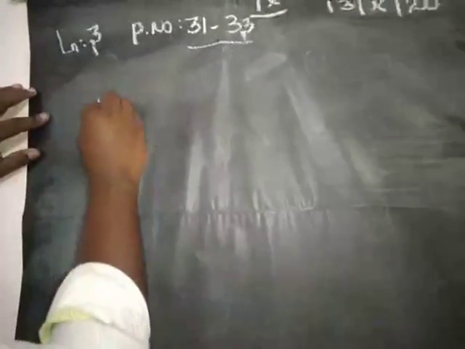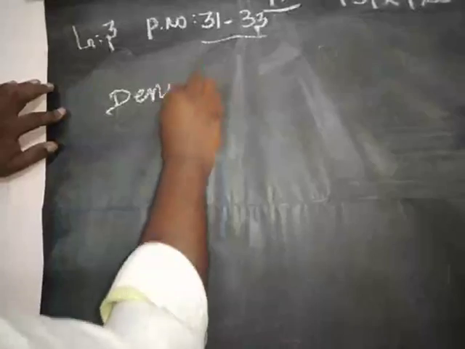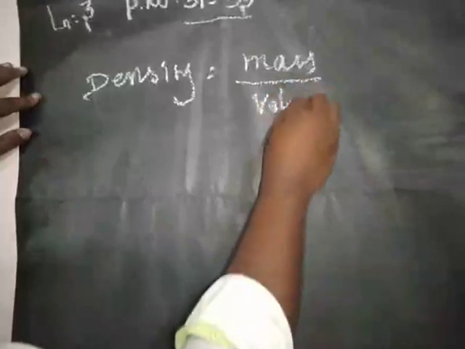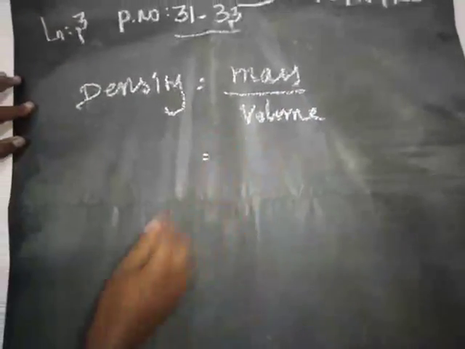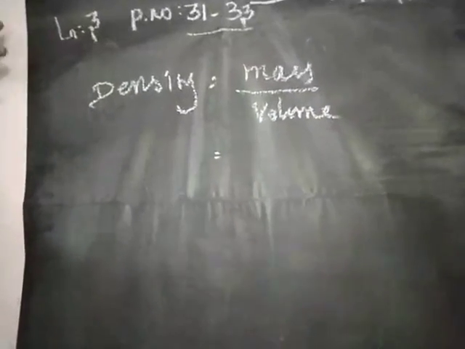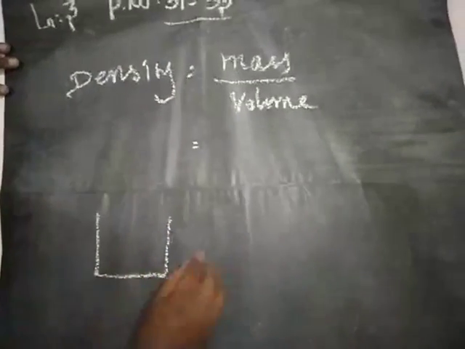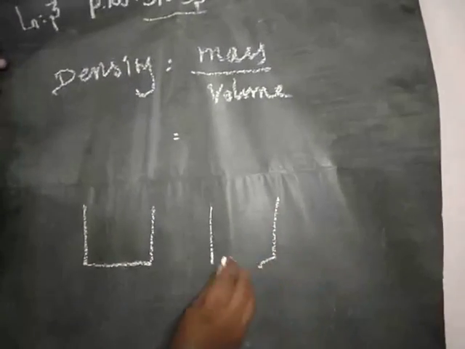So what is the formula? Density is equal to mass divided by volume. Mass divided by volume. So if you are taking two different objects, the volume is the same. Two different objects we are taking.